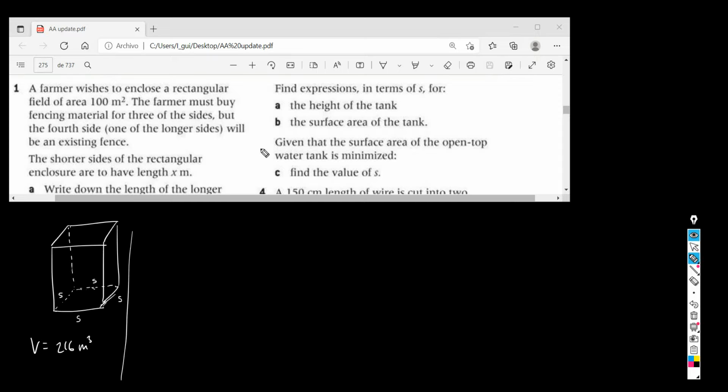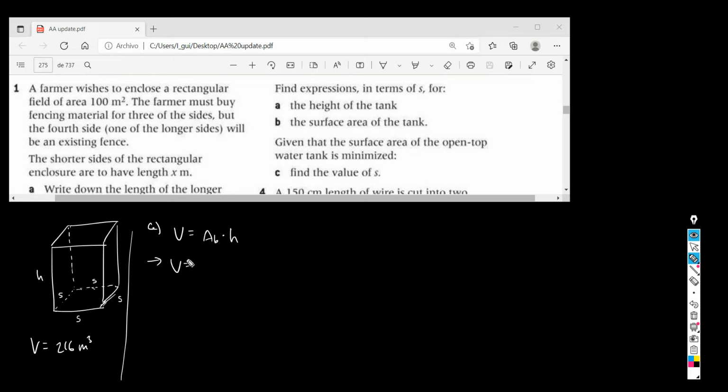They're asking me to find expressions in terms of S for A, the height of the tank. How can I get the height of the tank, which is this much, in terms of S, which is the side of this square? All I need to know is this, guys. The volume of any box is the area of the base. Let me actually write that down. The volume is the area of the base times its height.